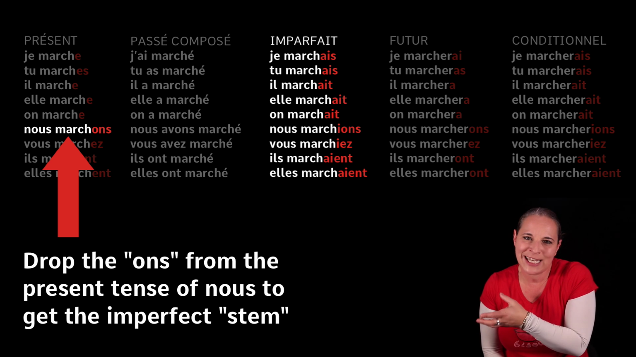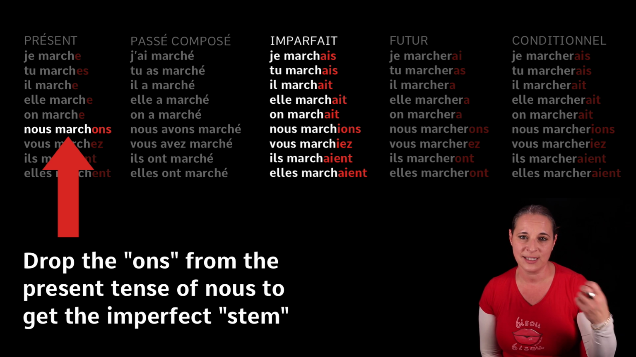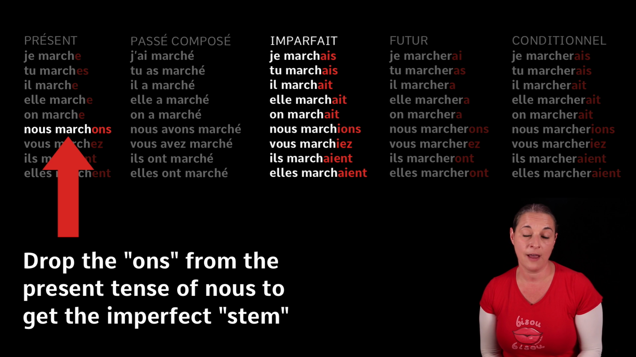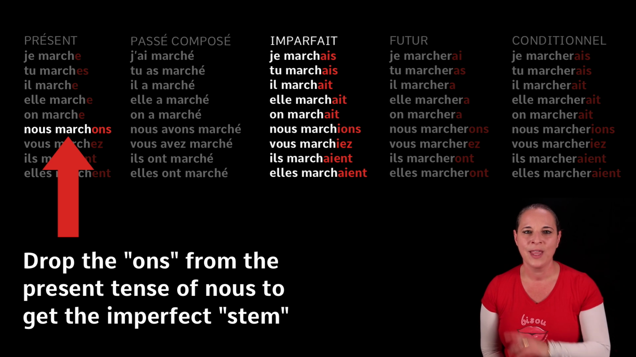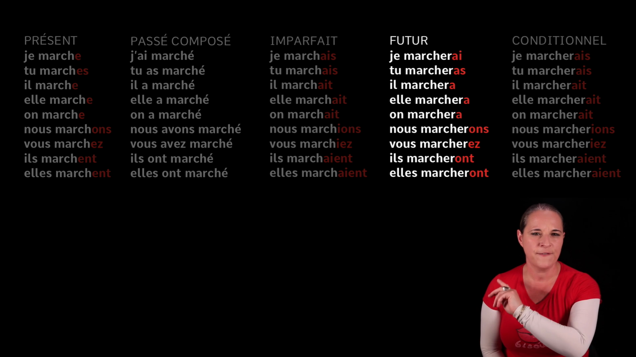It works really well here because it's a regular verb, but you will learn that if you conjugate an irregular verb, it's very useful to have the beginning stem of the nous form of the present tense, okay? Now, let's have a look at another tense next to each other, the future.